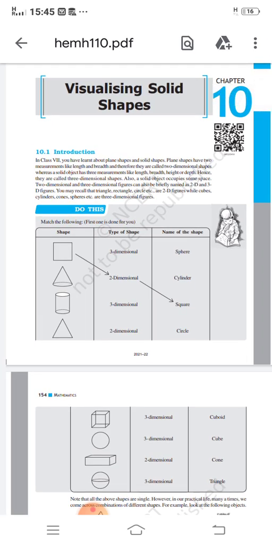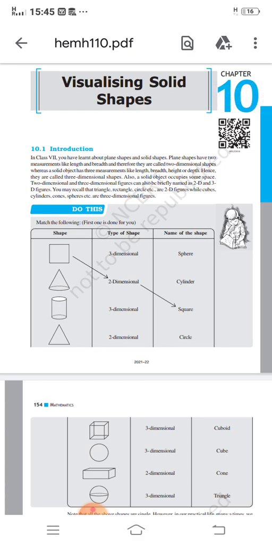Next is solid shapes. Solid shapes have three measurements. The three measurements are length, breadth, height or depth. In some cases height may come, in some cases depth may come. So these three-dimensional shapes have three measurements like length, breadth, height or depth. As they have three measurements, they are called three-dimensional shapes. The short form of three-dimensional is 3D. Some examples of 3D shapes are cylinder, cone, sphere, etc.